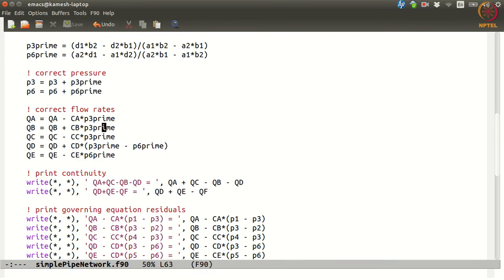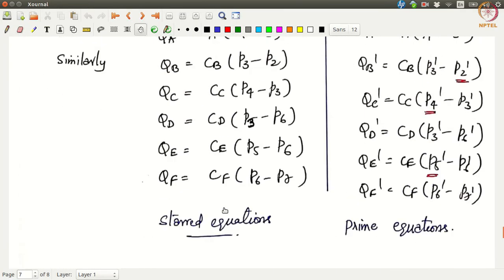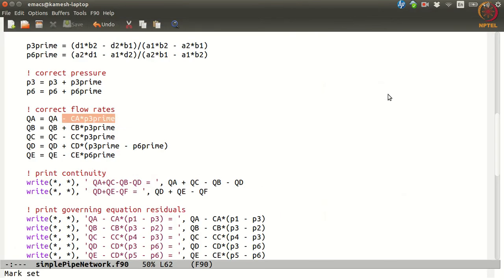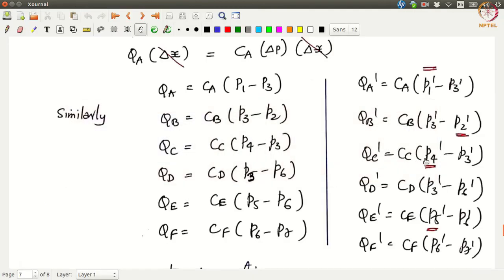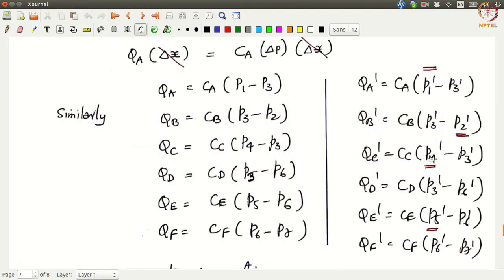Then what do we do? Then we correct the flow rates, that is qa equals qa star plus qa prime. But we know that what is qa prime? Qa prime is nothing but Ca times this is 0 minus P3 prime. So this is minus Ca times P3 prime. Similarly, we can correct Qc, that is Qc minus Cc times P3 prime, because P4 prime is 0, because P4 is given as a pressure boundary condition. And Qd equals Qd star plus Qd prime, that is Cd times P3 prime minus P6 prime.